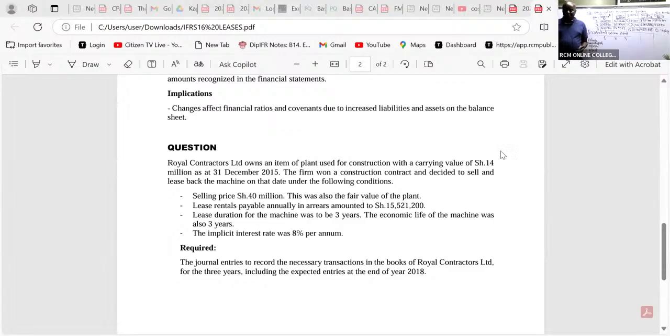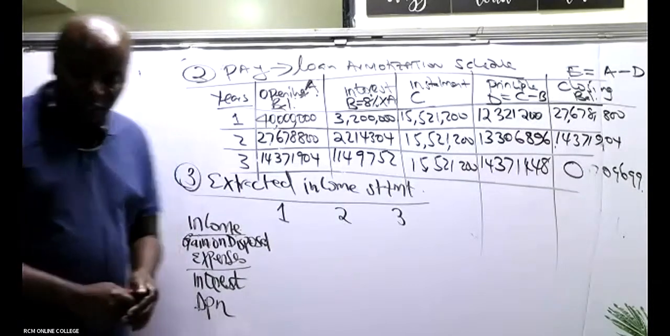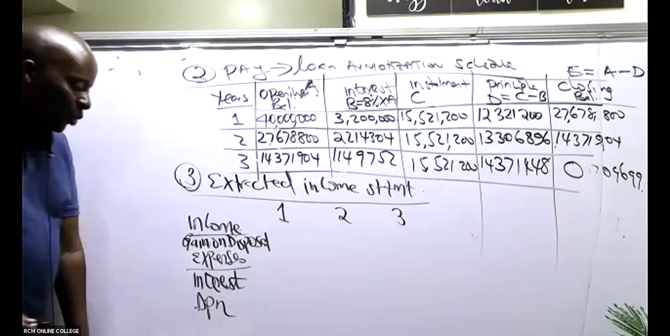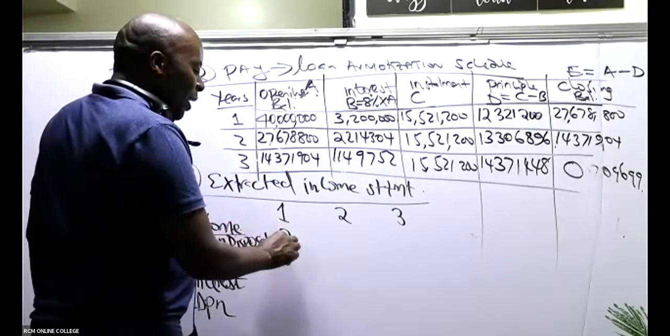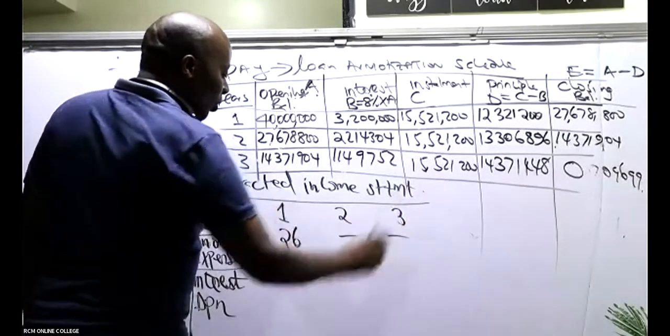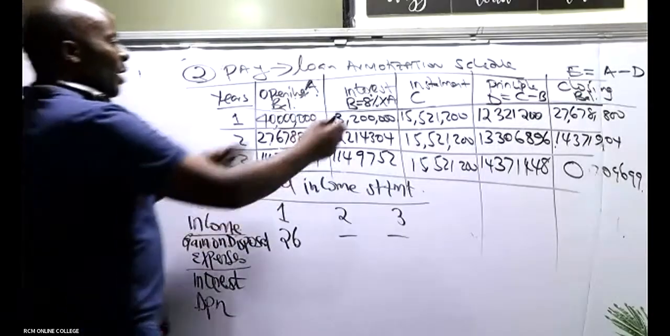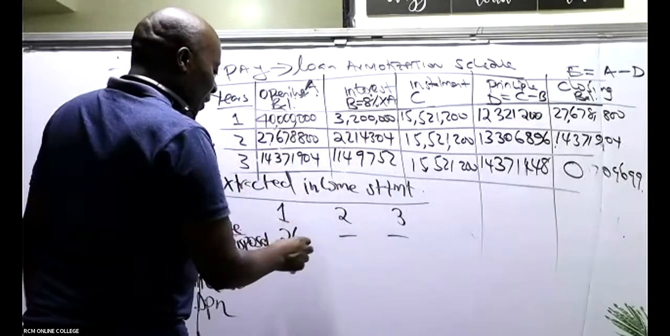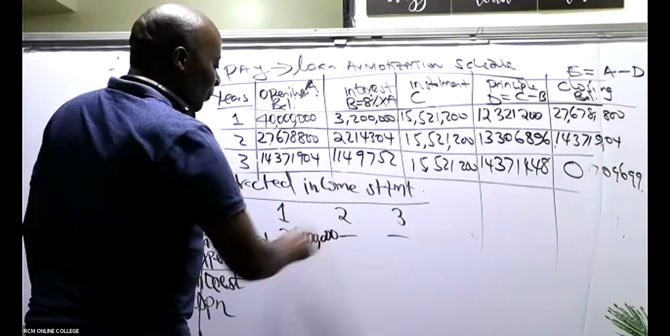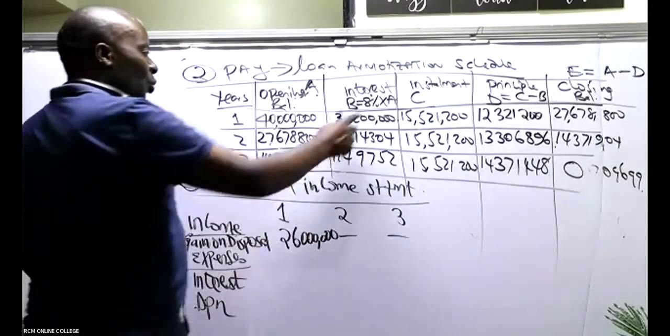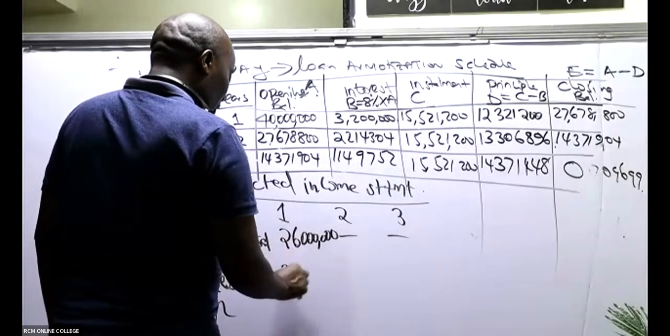So then 40 minus 14, that will give us how much? Somebody please give me that figure. 40 minus 14, that will give me a disposal income of how much? 26. Remember, that will be booked in year one, and nowhere else. Interest, we have our interest here. The first year, so this then has to be 26 million. It has to be consistent. Then interest is what we have here. So this is 3,200.